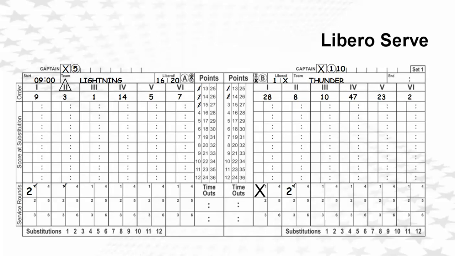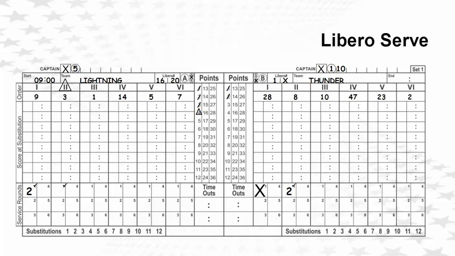When a libero serve results in a point for that team, triangle the next point in the points column instead of slashing it. In this case, the libero serve results in a point for Lightning, so draw a triangle around the number 4 in their points column.